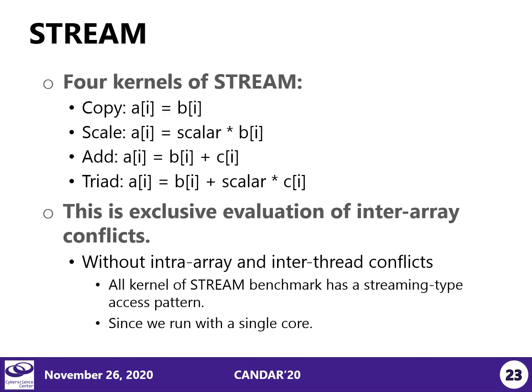Stream is a well-known benchmark that is used to measure sustained memory bandwidth. Stream consists of 4 kernels: copy, scale, add, and triad. The objective of this evaluation is to exclusively observe the effect of inter-array conflicts. There are no intra-array conflicts because all kernels of Stream have stream type access patterns. Also, there are no inter-thread access conflicts because we execute it on a single core.